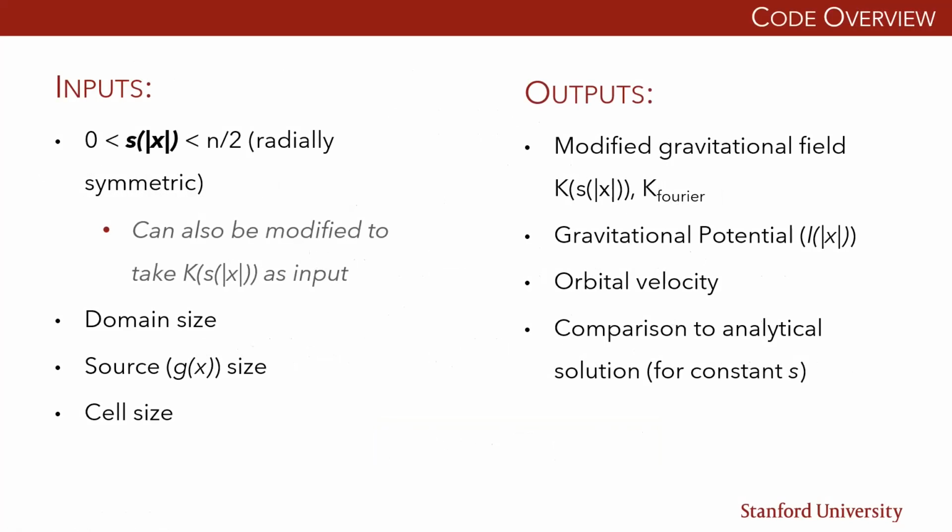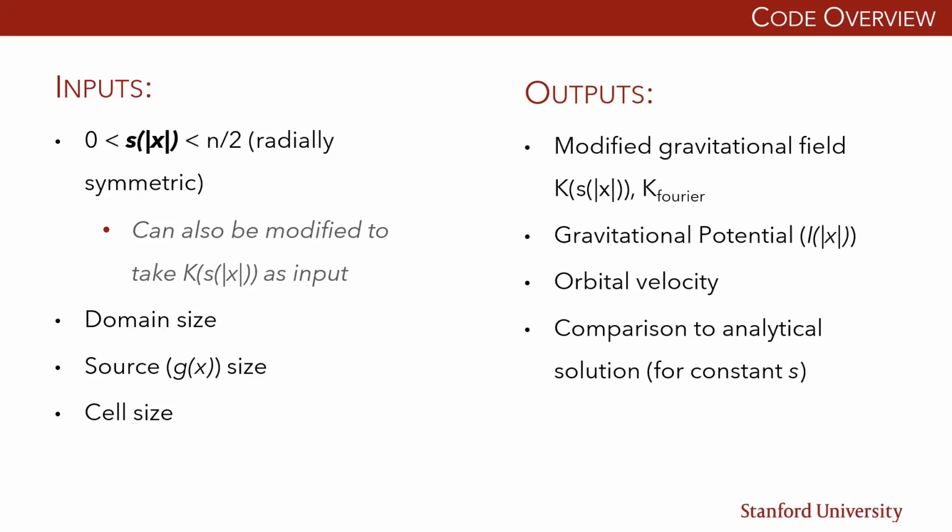So I did this just in MATLAB. The code is up on GitHub, and it should be really easy to run if you have MATLAB. It only requires, I think, the curve fitting and also image processing toolboxes. So the user inputs s of x, which for now has to be radially symmetric. This is an expression that describes how the order of the Laplacian varies over the domain. The code can also be pretty easily modified to take k of s as the input, which is the kernel that you use for the convolution, if that's more convenient.